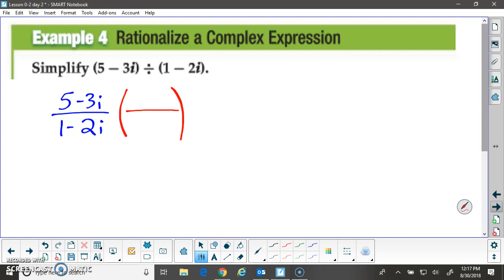However, we're going to use the conjugate of the denominator to help simplify this. You can see we have 1 plus 2i over 1 plus 2i. That expression is equal to 1, so we're not changing the value. And the reason we chose 1 plus 2i is because it's the conjugate of the denominator. So now I'm going to FOIL the numerator.